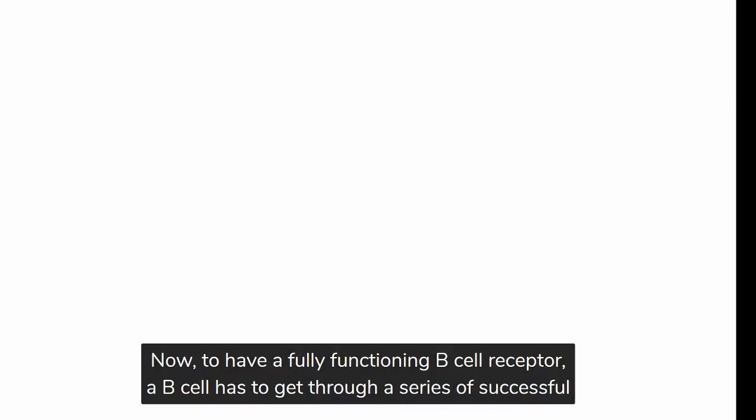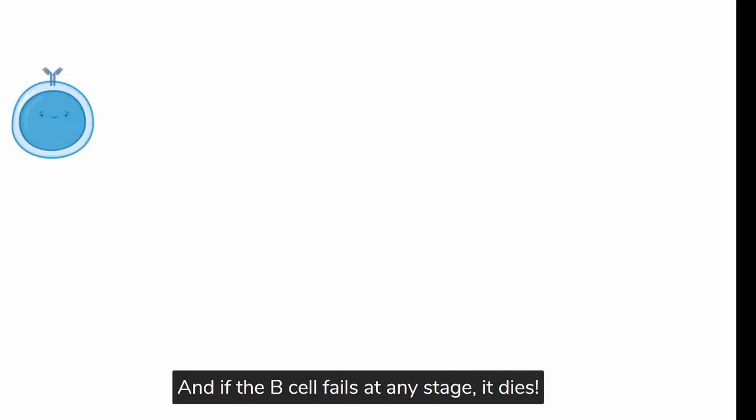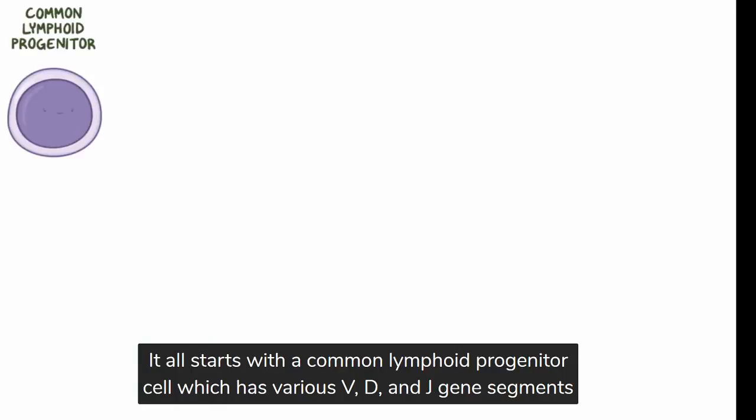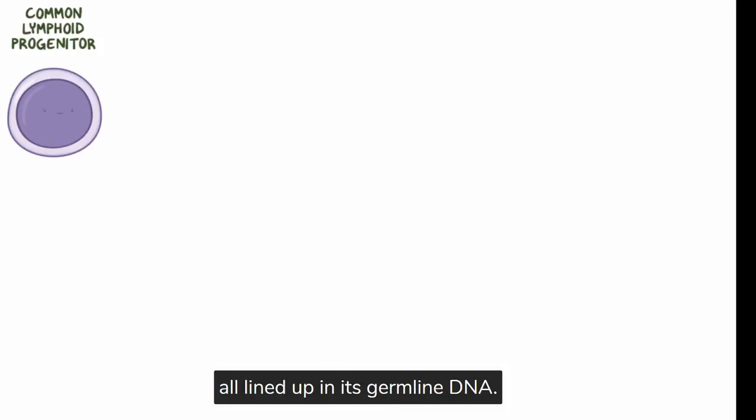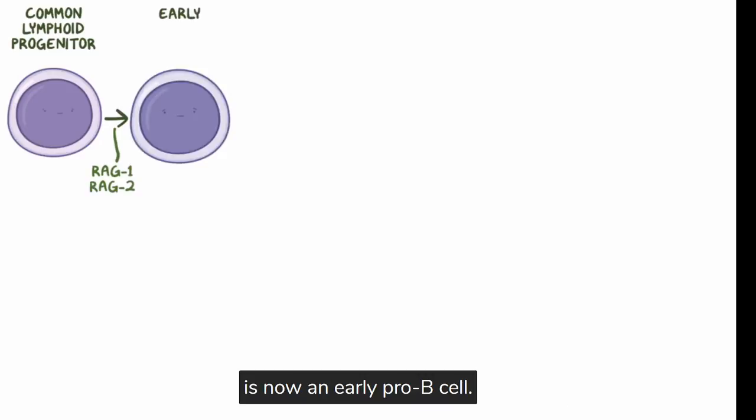Now, to have a fully functioning B cell receptor, a B cell has to get through a series of successful gene rearrangements, first for the heavy chain and then the light chain. And if the B cell fails at any stage, it dies. It all starts with a common lymphoid progenitor cell, which has various V, D, and J gene segments, all lined up in its germline DNA. Two enzymes, RAG1 and RAG2, start getting expressed, and that signifies that the cell is now an early pro-B cell.